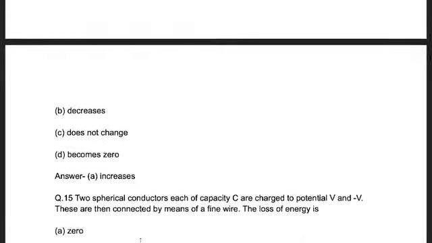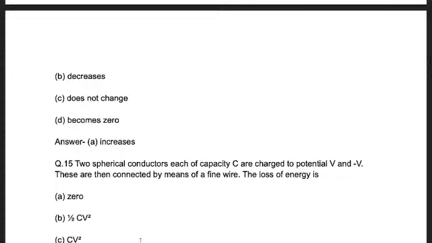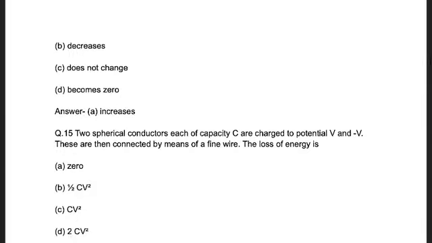Question number 15. Two spherical conductors, each of capacity C, are charged to potential V and minus V. These are then connected by means of a fine wire. The loss of energy is: A. 0, B. 1 by 2 CV squared, C. CV squared, D. 2 CV squared. Correct. Your answer is C, CV squared.